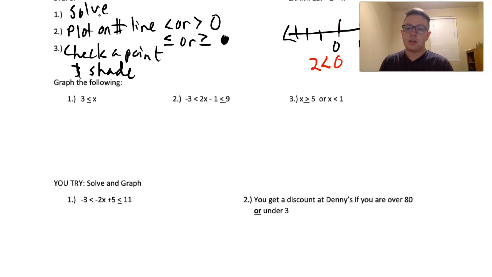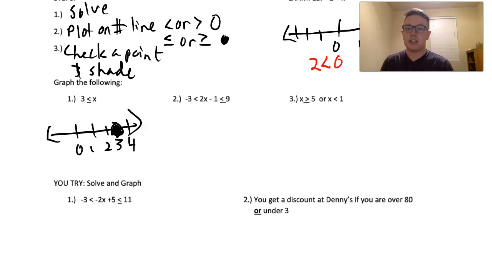Let's just do this first one quick. We have 3 is less than or equal to x. So on our number line, we're going to go up to 3. We're going to make a dot. This dot is going to be shaded because we have our shadow underneath.